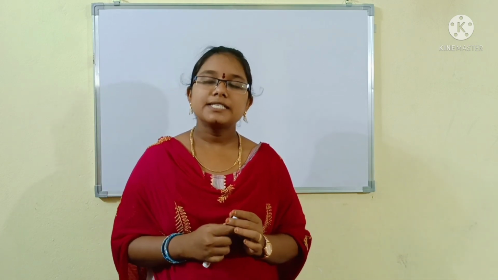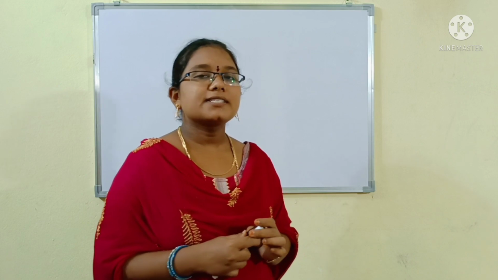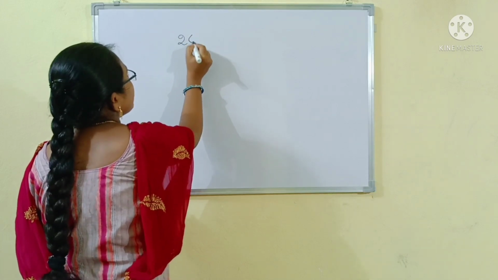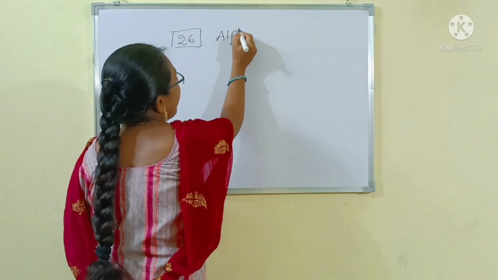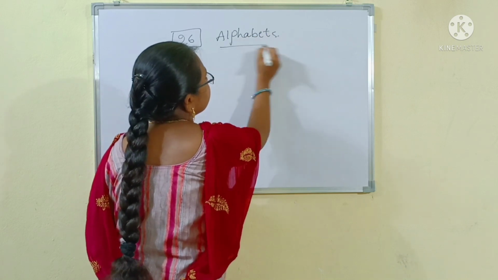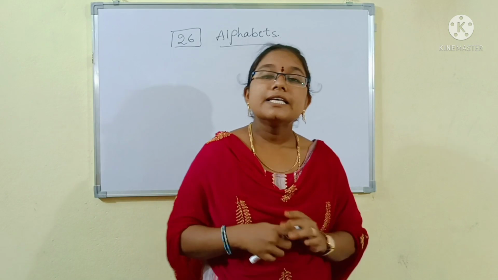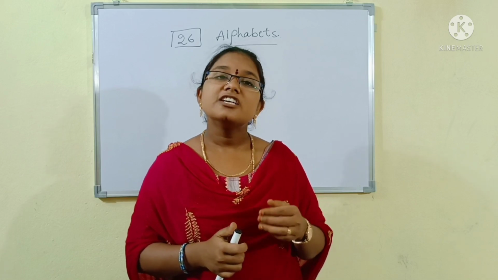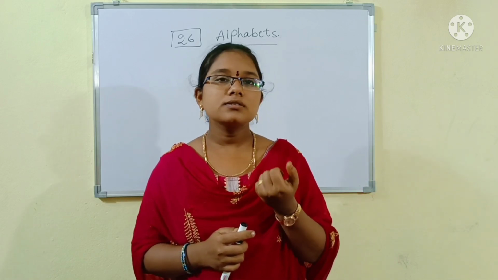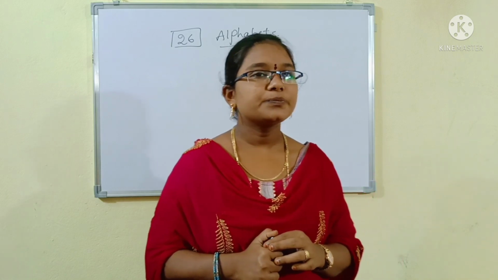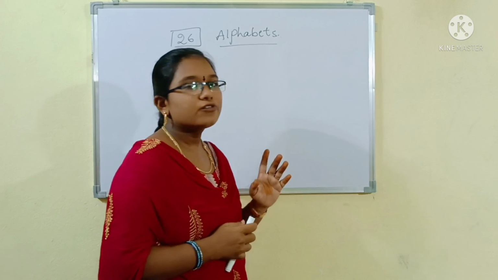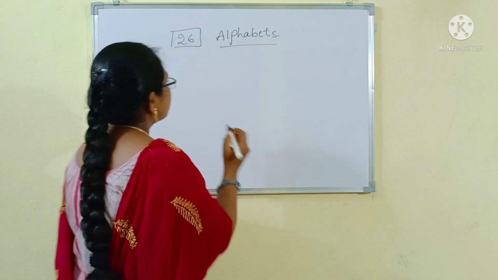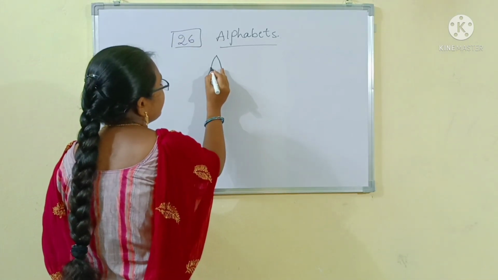Now tell me, how many alphabets are there in English? Yes, we have 26 alphabets in English. These 26 letters produce different sounds. Each letter has its own sound. For example, we'll start from the first letter A. The first alphabet is A.